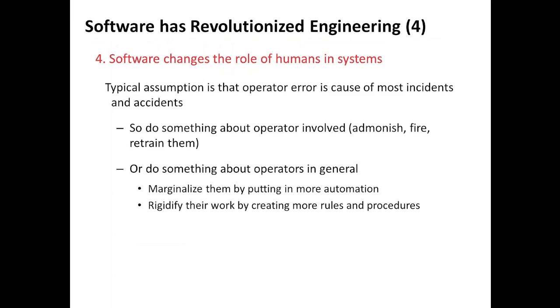The other thing that software has done is change the role of humans in systems. The typical assumption is that operator errors cause the most incidents and accidents. So what should you do? Well, do something about the operator. Fire them, admonish them. Often we say, well, we'll just train them not to make those mistakes. Or we do something about operators in general. We can marginalize them by putting in more automation, so now they're farther away from the system and have more difficulty overseeing and monitoring the automation. Or rigidify their work by creating more rules and procedures which they probably won't be able to follow.